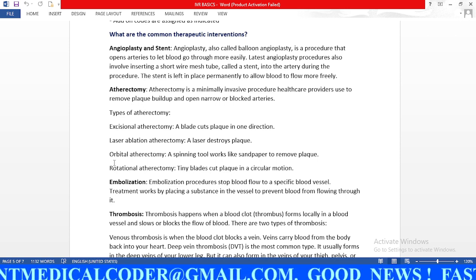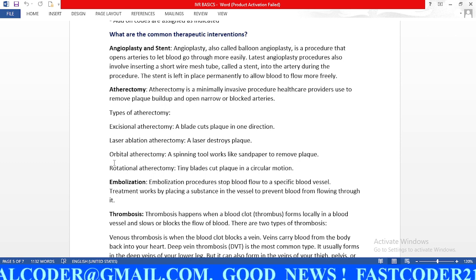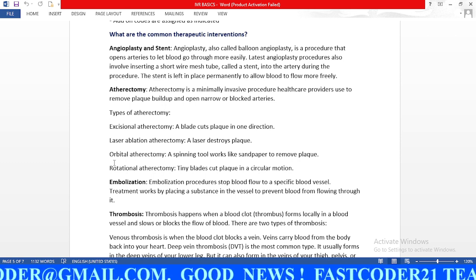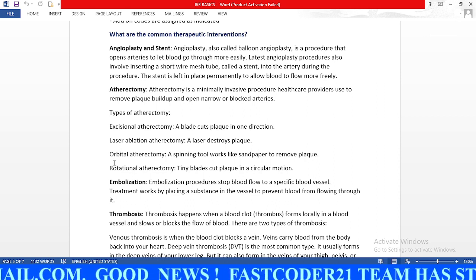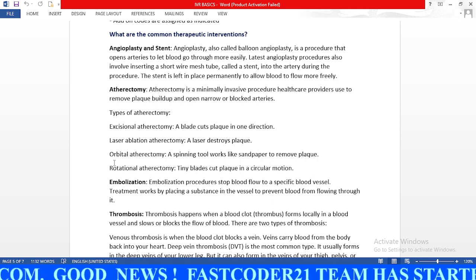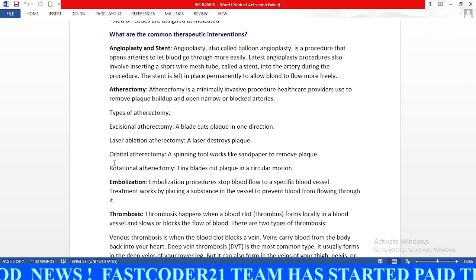So whenever there is a necessity, along with the angioplasty, based on the patient's condition, the physician may also insert a stent. This stent will be permanent and it will reduce the clogging and provide free flow of the blood.